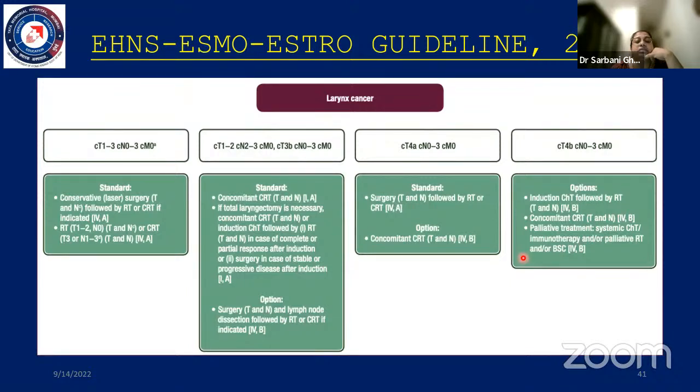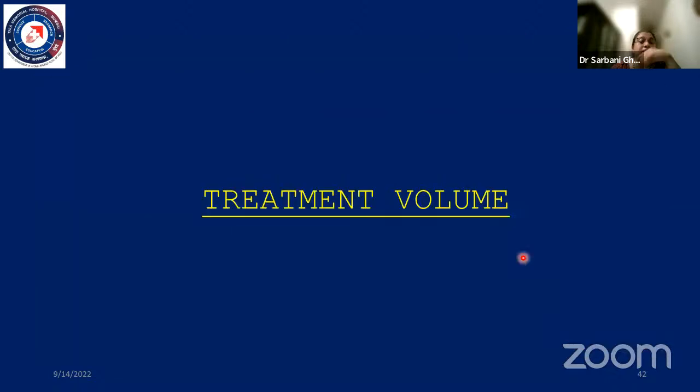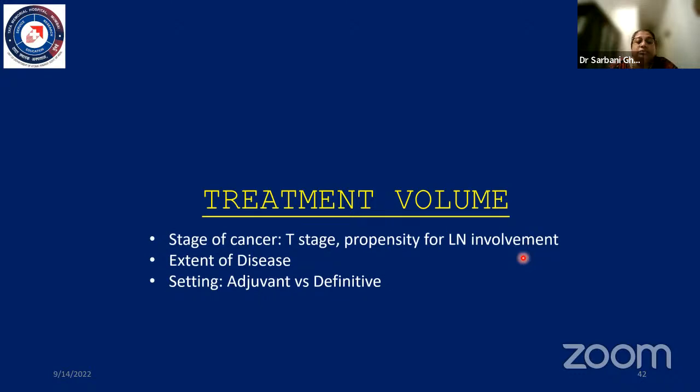I won't go into details, but essentially they follow what I have already told you, and that is essentially the NCCN guidelines. Now, coming to the treatment volumes. You have seen where we are going to use radiotherapy, the stage where radiotherapy can be used alone or in combination with chemotherapy, and the aims. The treatment volume is determined by the stage of the cancer, the T stage, the propensity for lymph node involvement, extent of disease, and the setting, whether it is adjuvant or definitive.